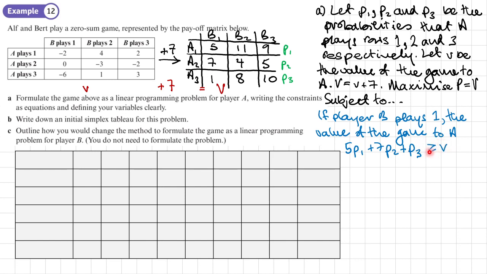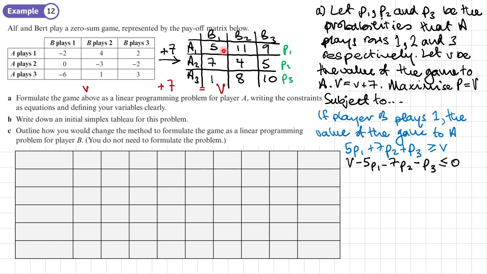Now, in a linear programming problem, we don't want it written in this form. It needs to be some sort of expression on this side less than or equal to 0. So if we rearrange it, what we'll get is V minus 5P1 minus 7P2 minus P3 is less than or equal to 0. So this is the form that we want. And actually we can go straight to this format. We don't need to write all of this out. If player B plays 1, the value of the game to A. This is what we finally want. So let's do that for the next two and go straight to what the solution is going to be.